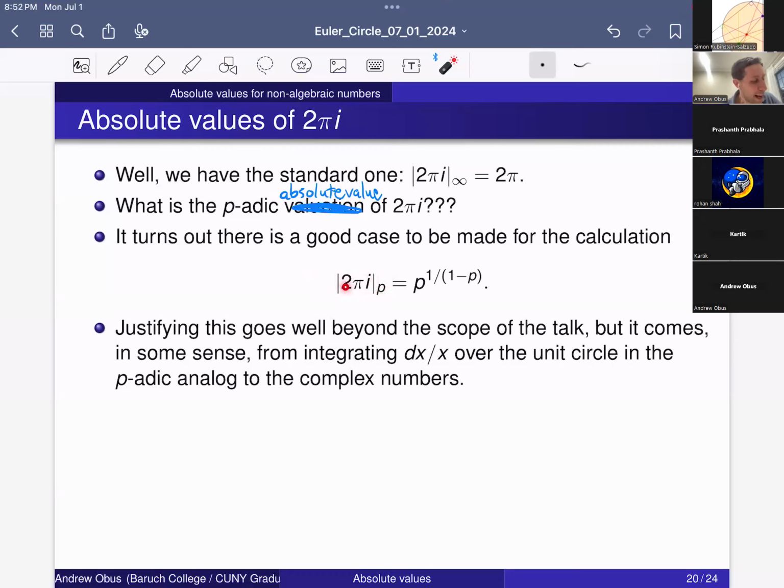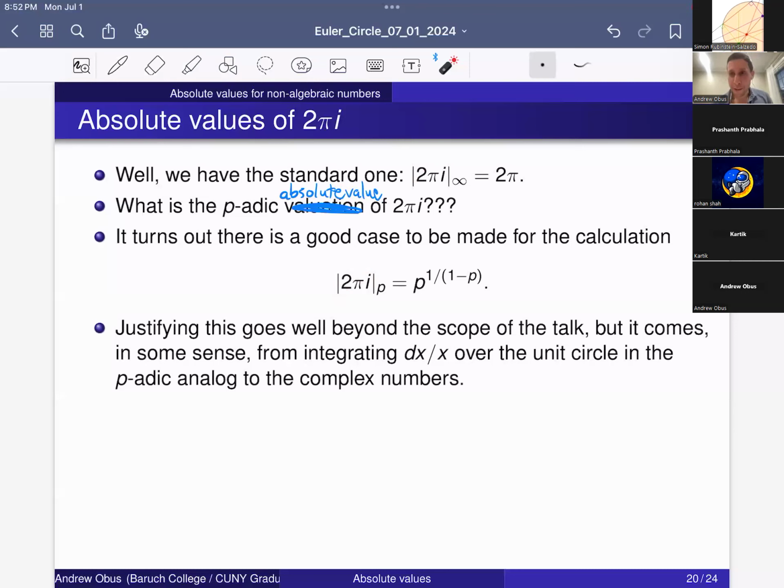Okay, so in any case, you're on solid ground if you want to say that the p-adic absolute value of 2 pi i is p to the 1 over 1 minus p. So the 2-adic absolute value in that case would be 2 to the 1/2, the square root of 2. Oh, sorry, 2 to the negative 1/2 would be 1 over square root of 2. Okay. So, all right, so we have absolute values.